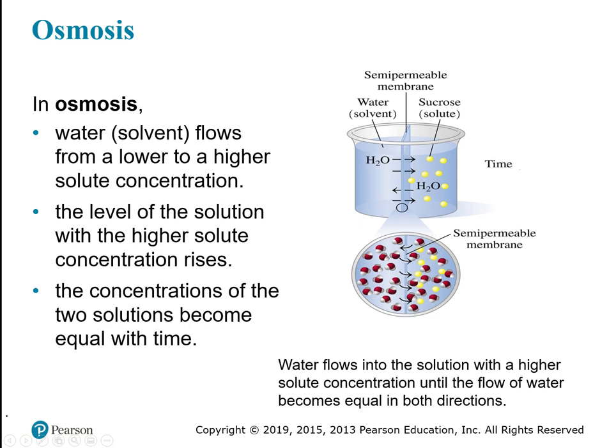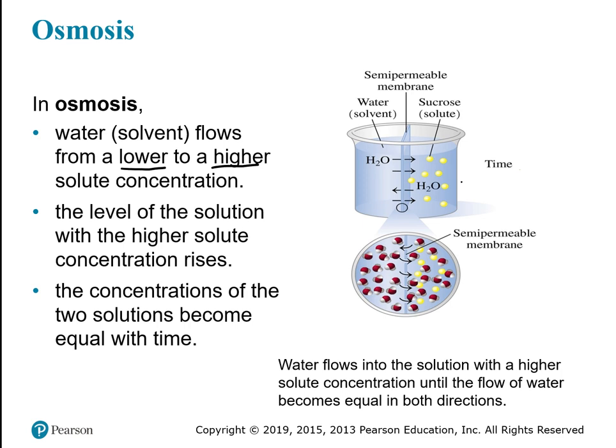Now we're going to talk about osmosis. So we've talked about the properties of solutions. We've talked about freezing point, boiling points, and vapor pressure. Now we're going to talk about water flowing from lower concentrations to higher concentrations and vice versa. Osmosis is when water or your solvent flows from a low to a high concentration.